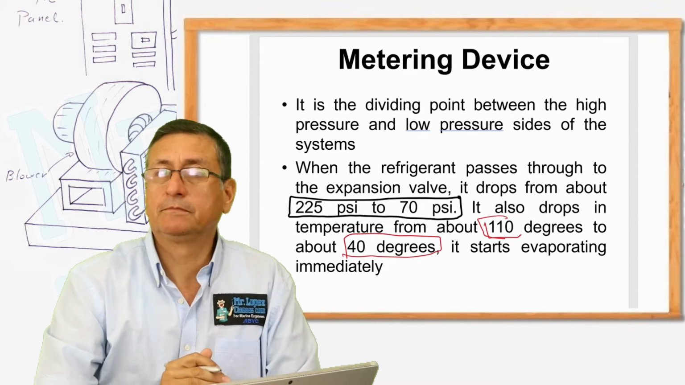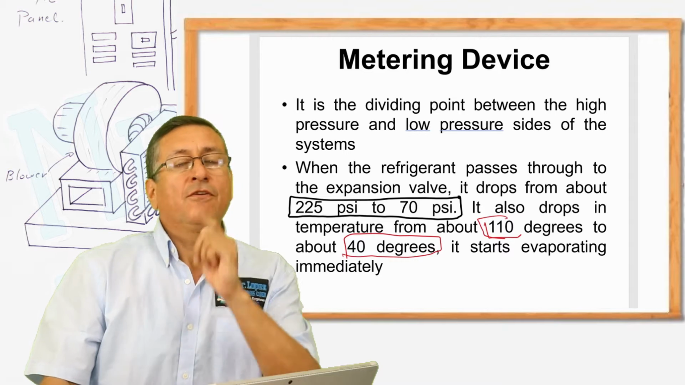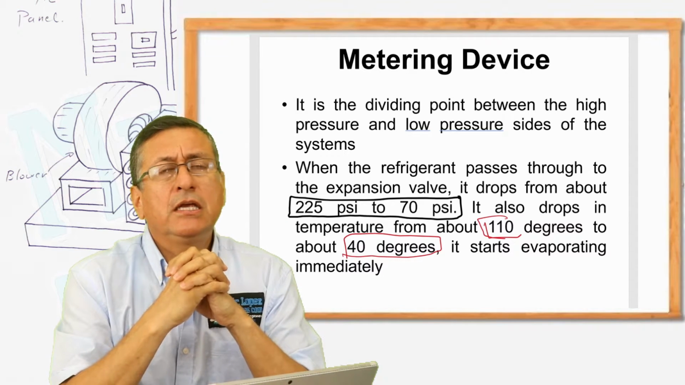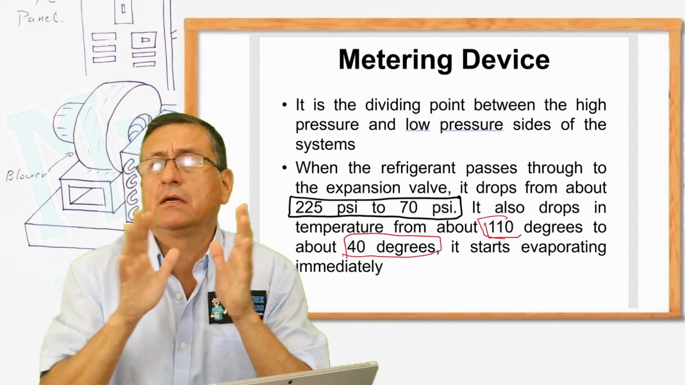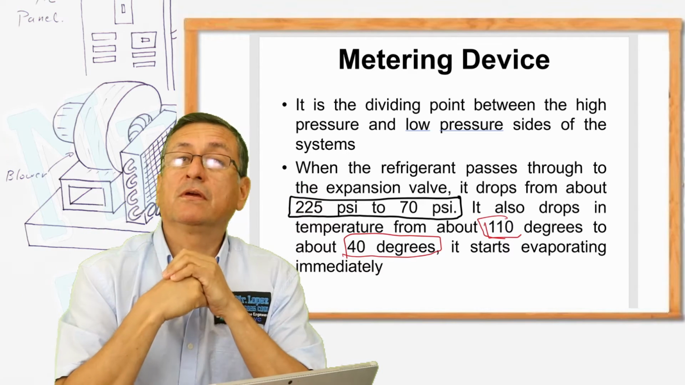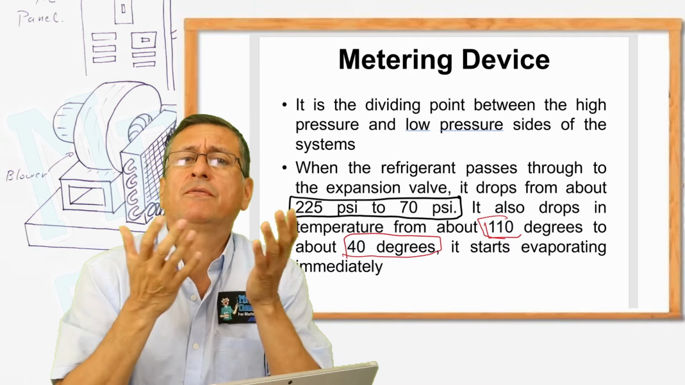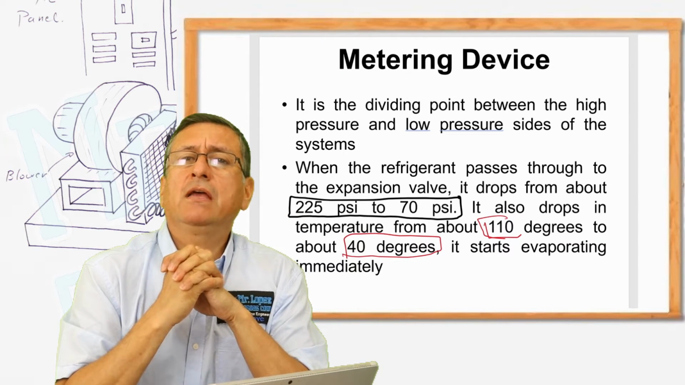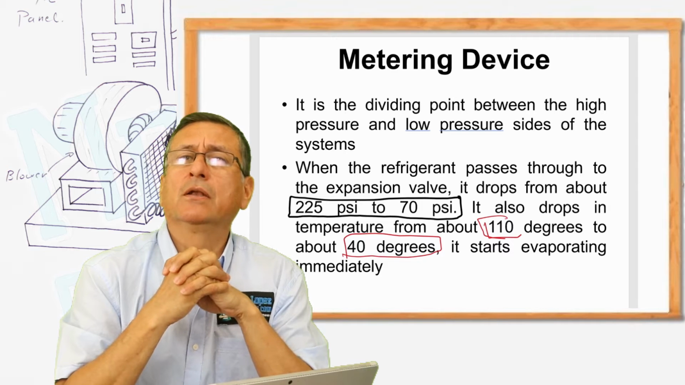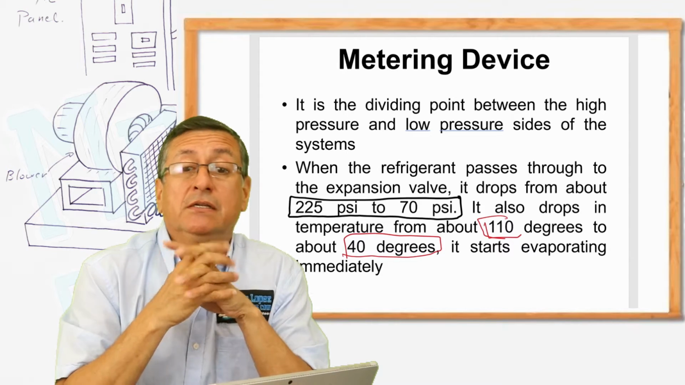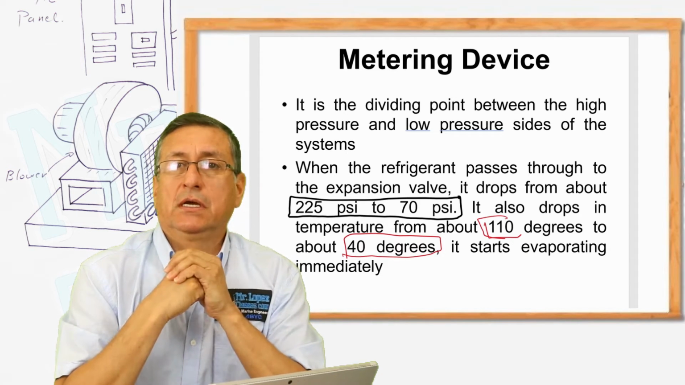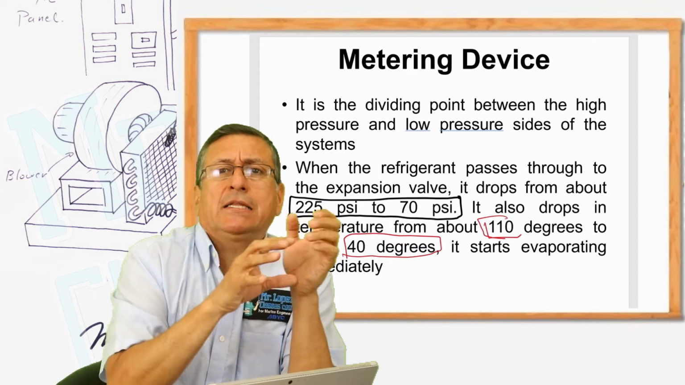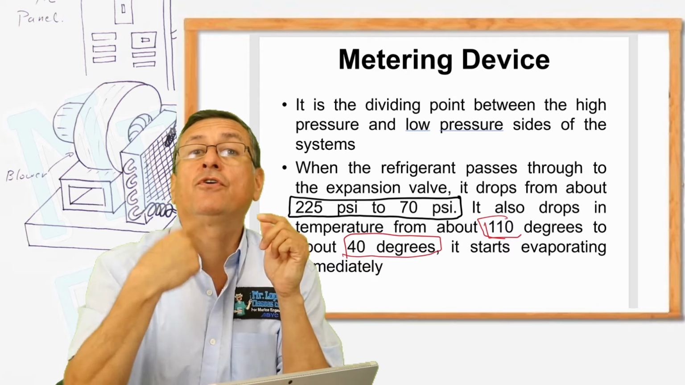40 degrees Fahrenheit is practically the freezing point in degrees Fahrenheit. You remember what is the freezing point of water in degrees Fahrenheit? It's 32 degrees Fahrenheit, no? 32 degrees is ice. The refrigerant passed from 110 into 40. It's practically ice. Ice for you and me.